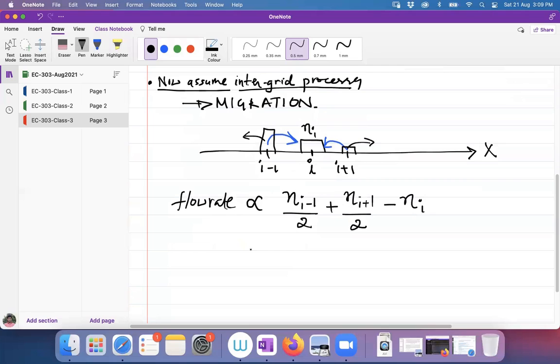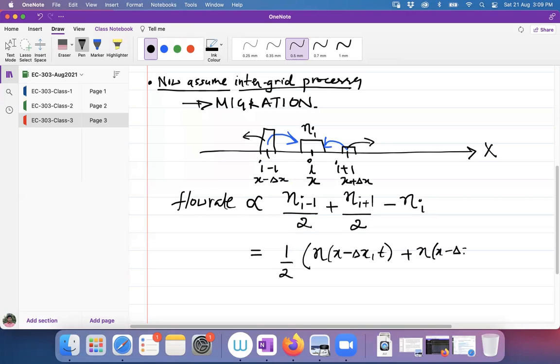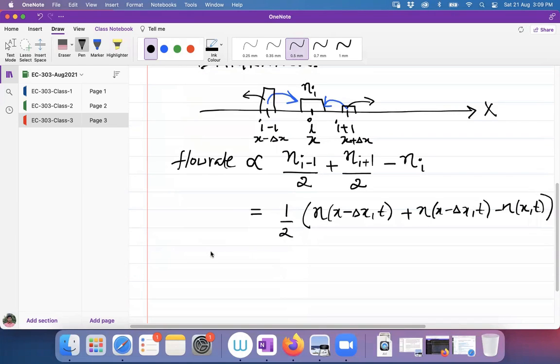Okay, this is basically, if you were to now write this in the discrete terms, you can write this as i plus 1, i minus 1, right? I can also write this as x, x plus delta x and x minus delta x, right? So if I write in this fashion, this will basically become n of x minus delta x at time t plus n of x plus delta x at time t minus 2n of x at time t, right? This is what the flow rate will be, right?